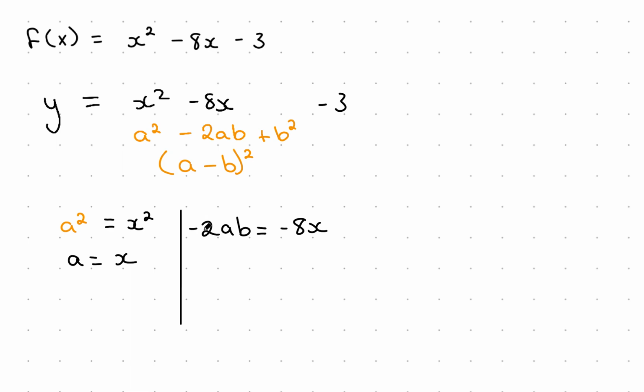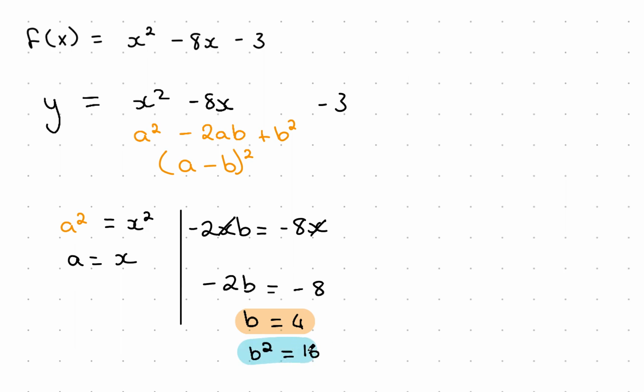And then if I divide both sides by x here, how do I know it's x? Well, remember, a was x. So I'm going to put my x there, and then I can divide both sides by x. And then I'm going to be left with minus 2b is equal to minus 8. Then I'm going to divide both sides by minus 2, and I'm going to get b is equal to 4. Now remember, we didn't want to sub in b, we wanted to sub in b squared. So b squared is equal to 16. And then I can put that into the function.